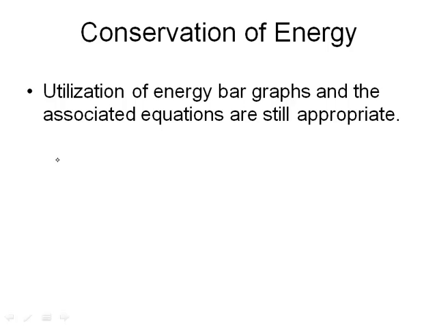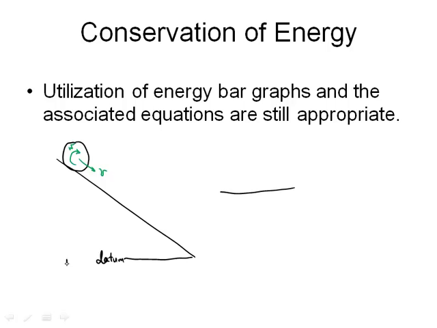So as an example, let's assume that I've got an inclined plane, and instead of a block sliding down an inclined plane with no friction, let's consider a ball rolling down an inclined plane. So the ball will have a velocity in this direction, but it will also have an angular velocity, in this case in the clockwise direction. So we could set up an energy bar graph just like we did before, and let's take our datum to be here. So y is equal to 0 at this bottom location.